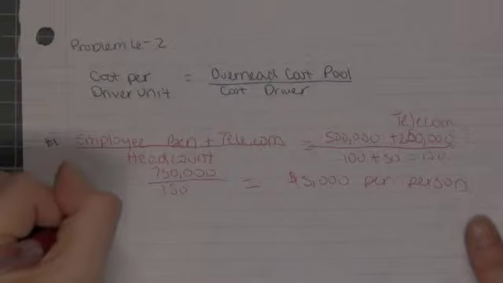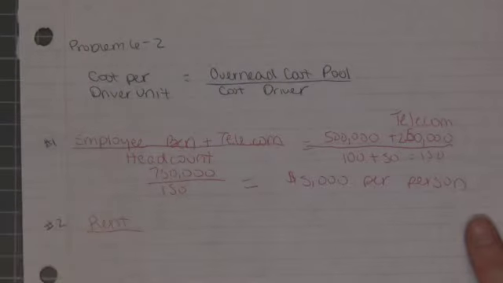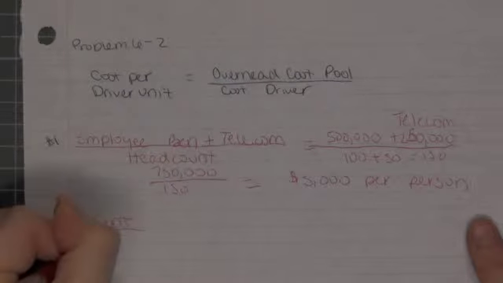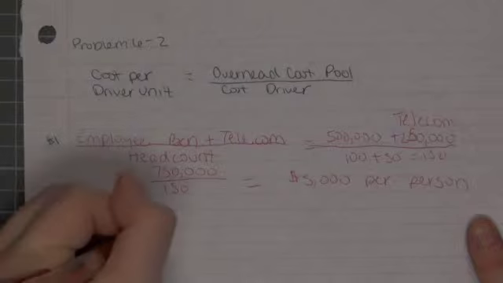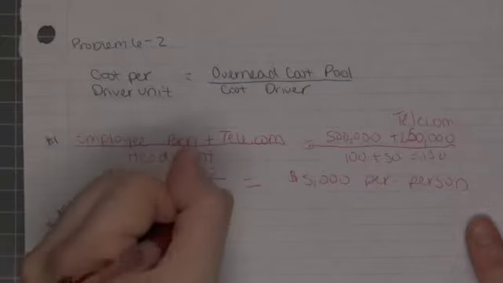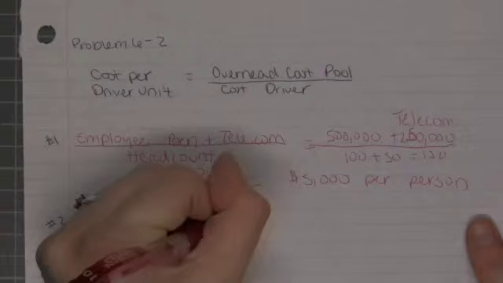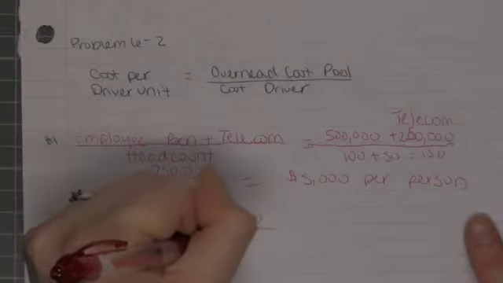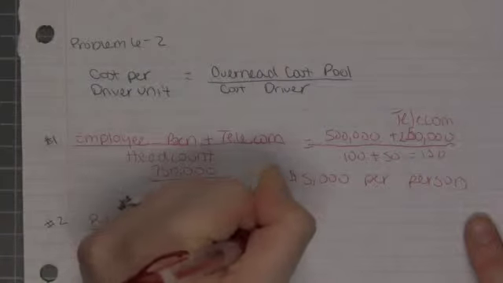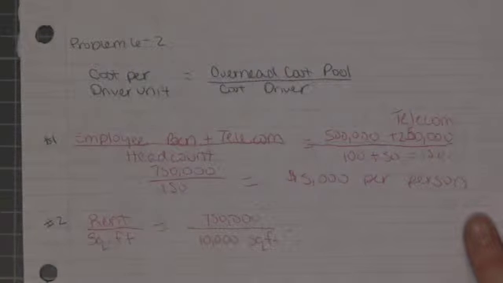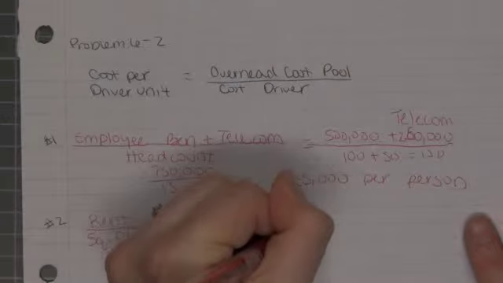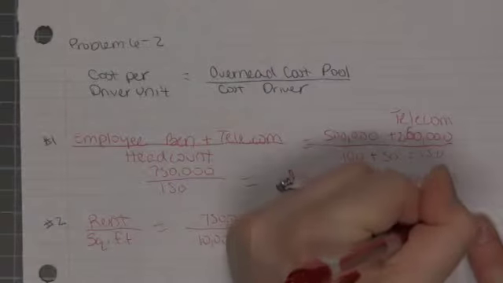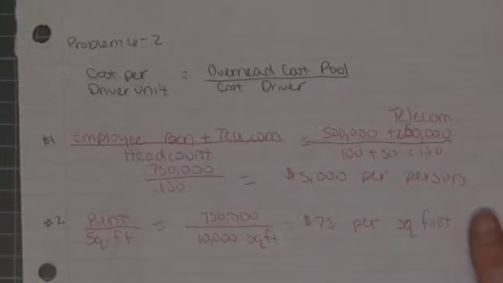Our second rate, the story tells us, our second cost pool called rent. And we say that that's driven off of square feet. So it's all about how much space you're taking up in the building. So the rent is $750,000 for the year, and there are 10,000 square feet available. So we're going to allocate that to our different lines based on $75 per square foot. Okay.